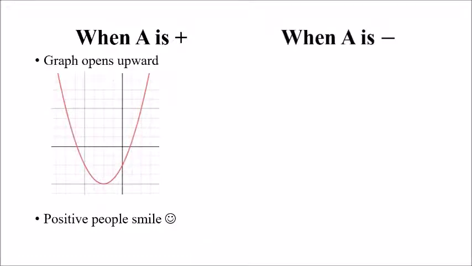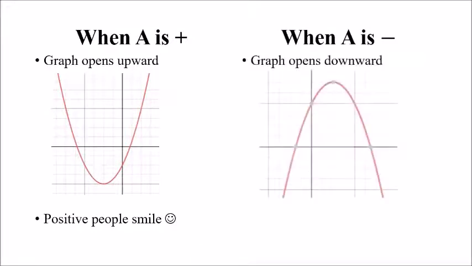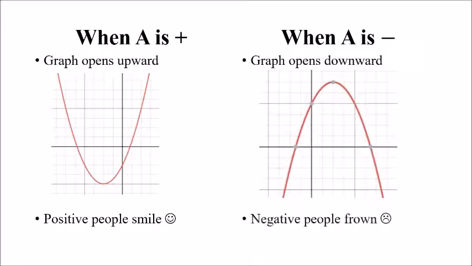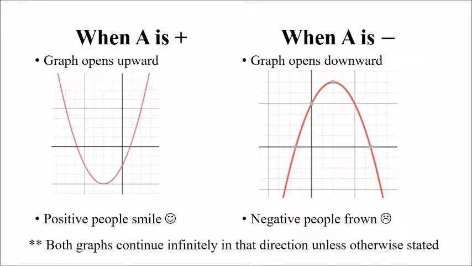When A is negative, the graph opens downward. Negative people frown. So when you have a negative A, your graph is going to go downwards like a frown. Keep in mind that both graphs continue infinitely in the direction that they open unless otherwise stated. Another important thing to remember is as they open, they're going to continue to get wider.